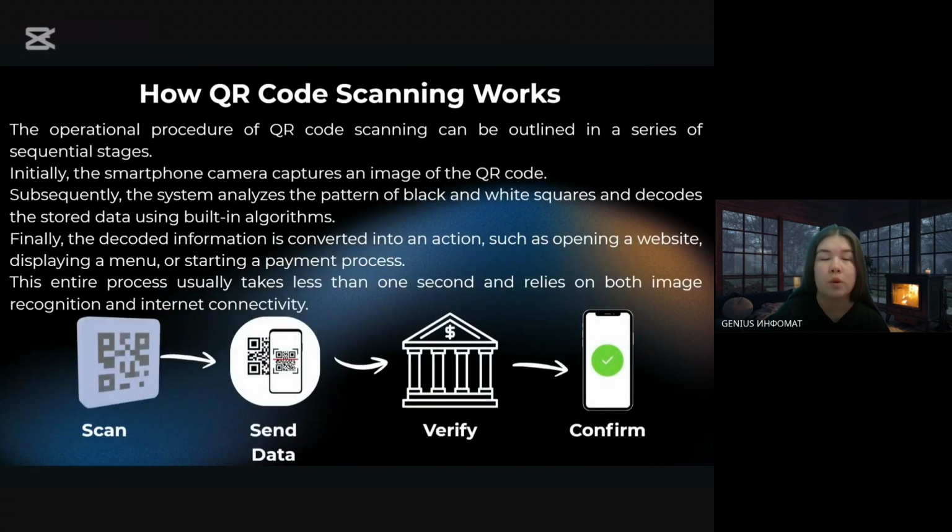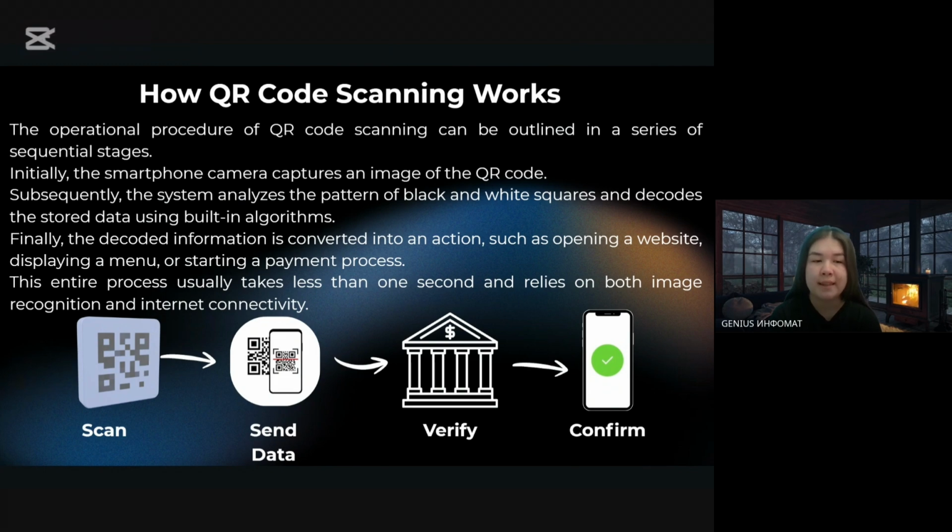How QR code scanning works. The operational procedure of QR code scanning can be outlined in a series of sequential stages. Initially, the smartphone camera captures an image of the QR code. Subsequently, the system analyzes the pattern of black and white squares and decodes the stored data using built-in algorithms. Finally, the decoded information is converted into an action, such as opening a website, displaying a menu, or starting a payment process. This entire process usually takes less than 1 second and relies on both image recognition and internet connectivity.